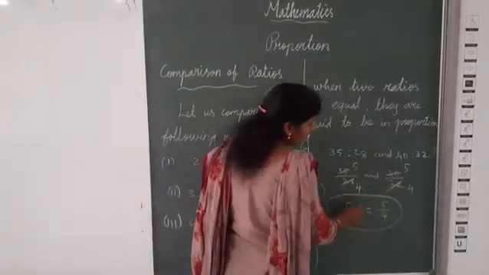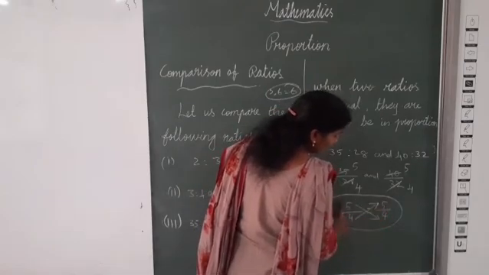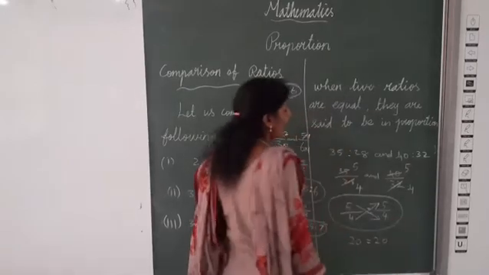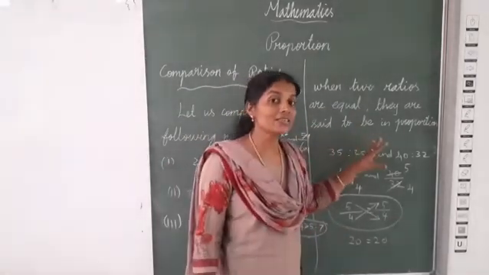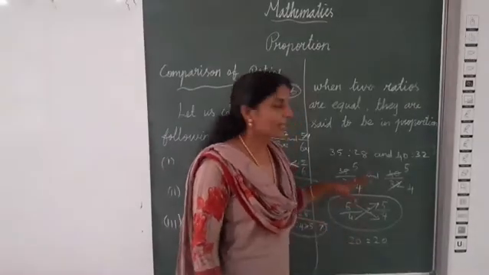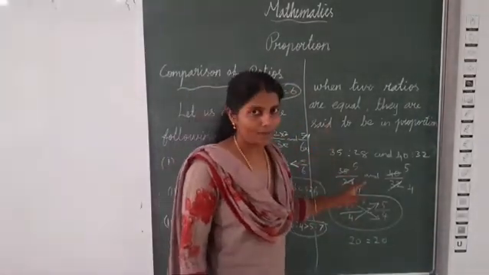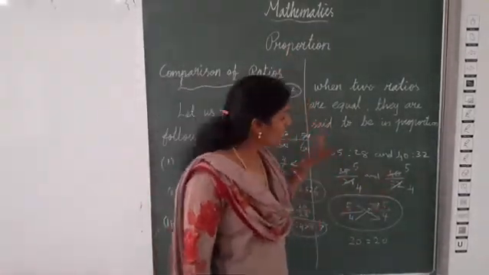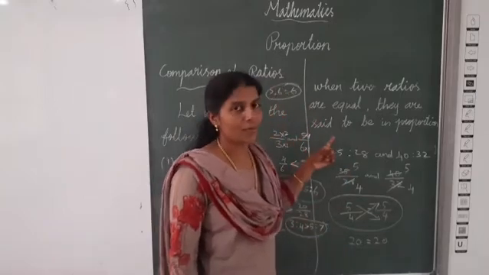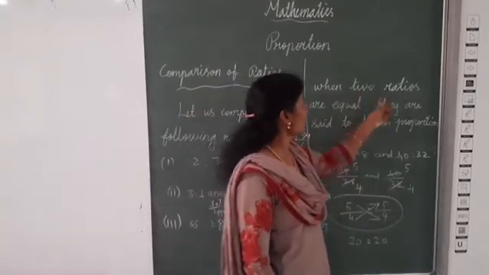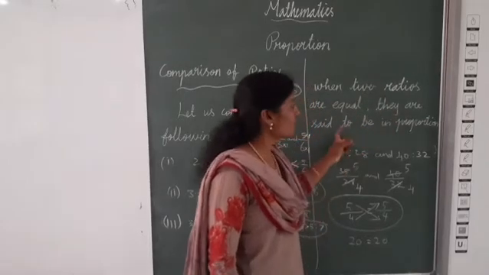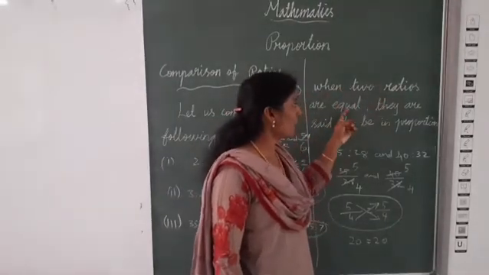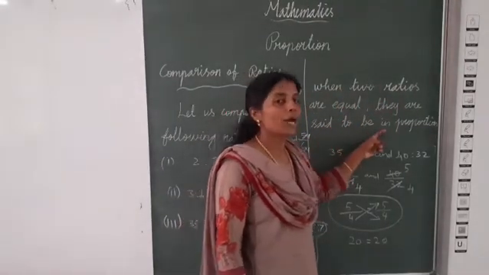Now we can do the cross multiplication: 5 4s are 20 is equal to 5 4s are 20. If we compare any two ratios and they are equal, we say that is proportion. Understand what is proportion? When two ratios are equal, they are said to be in proportion.